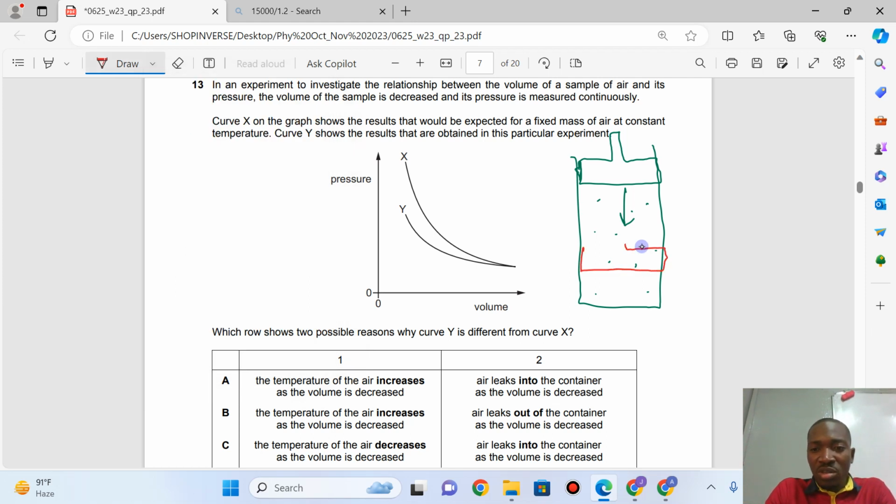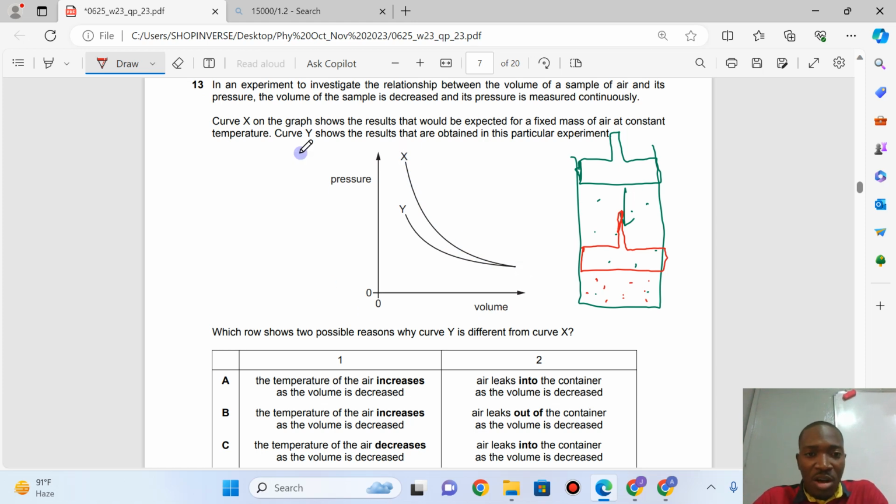What do you think will happen to the air particles? You think they will still be scattered? No, they will gather together. That simply means pressure will increase, and that's what we have here. As volume is decreasing, pressure is increasing. And if I increase volume, pressure will be reducing.